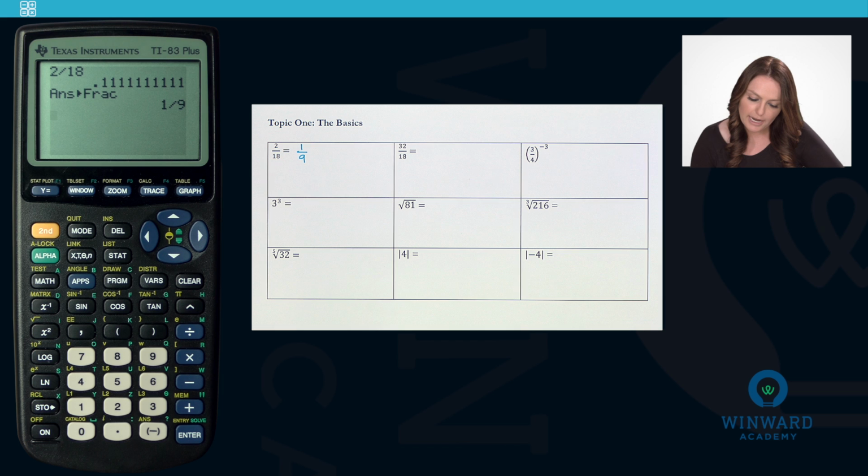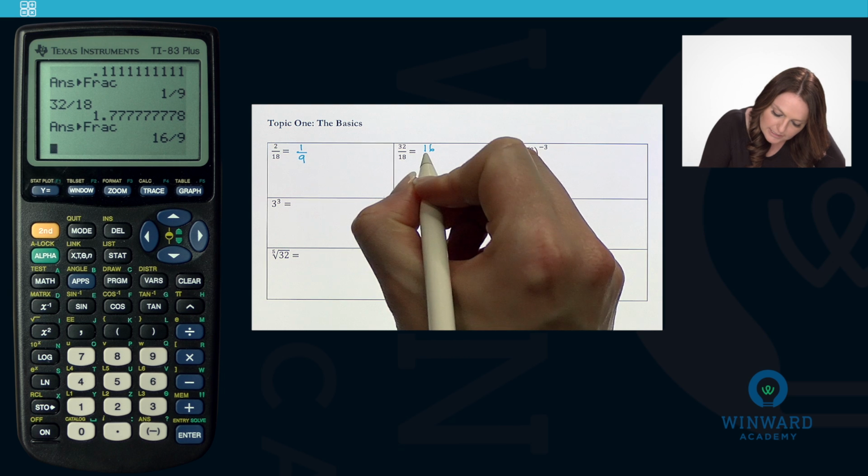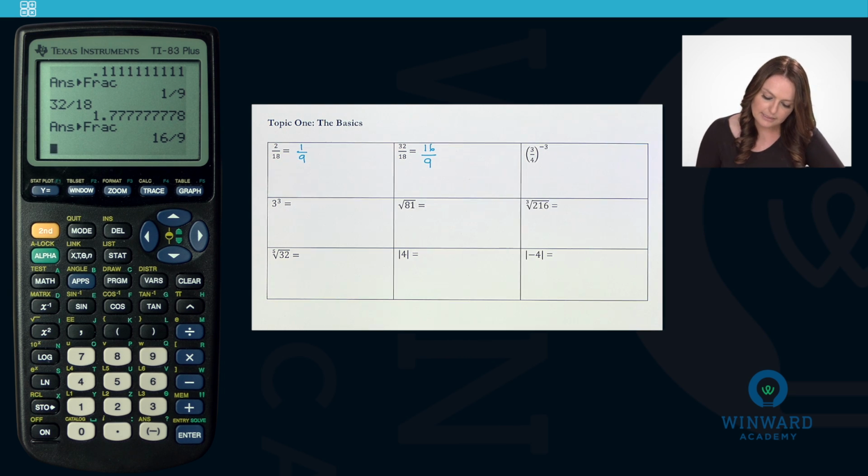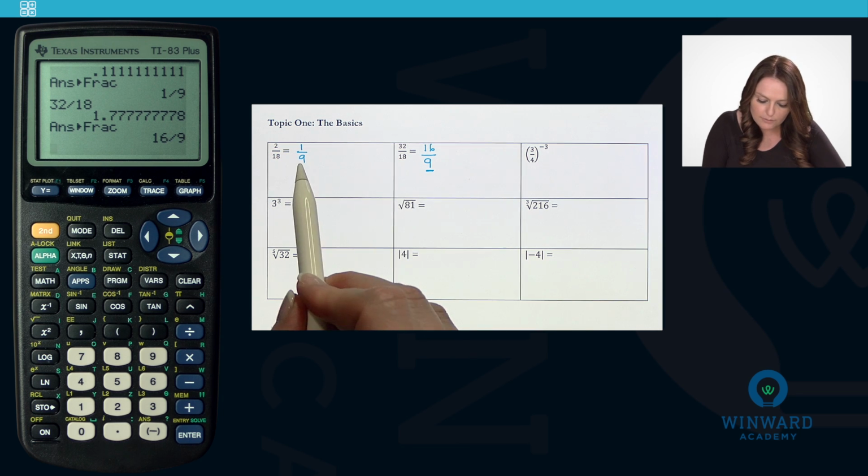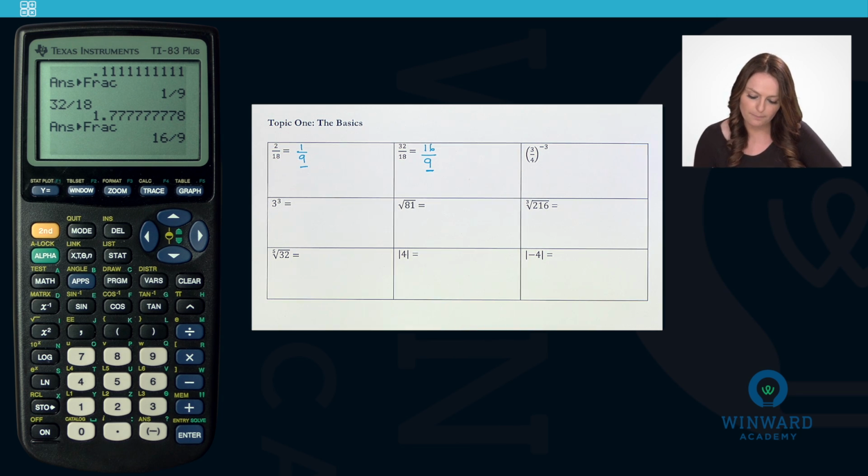Next, 32 over 18, we're going to do the exact same way. So 32 divided by 18 is 1.77777, repeating, right? Same thing, press Math, convert it to a fraction, press Enter, and you can see that 32 over 18 is the same thing as 16 over 9. The calculator will always give you the answer in the simplest form.